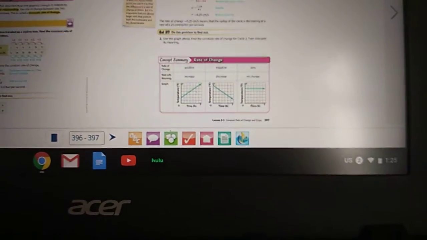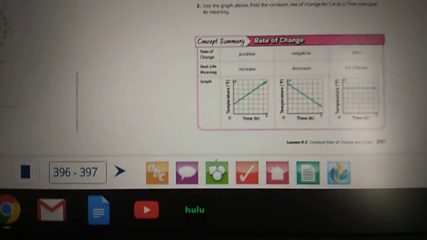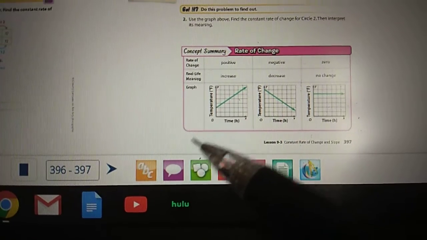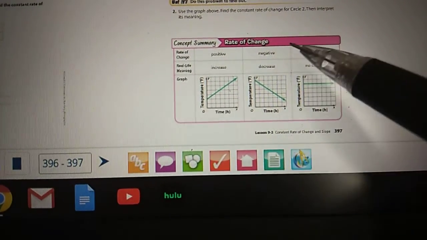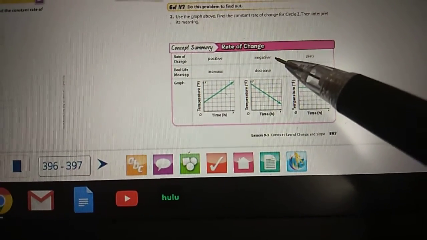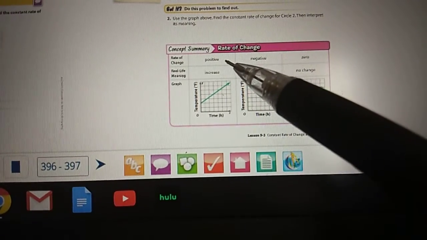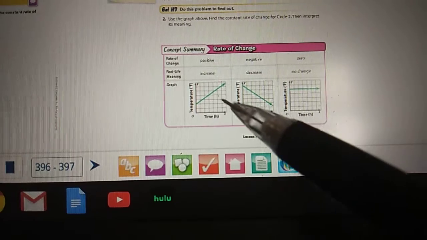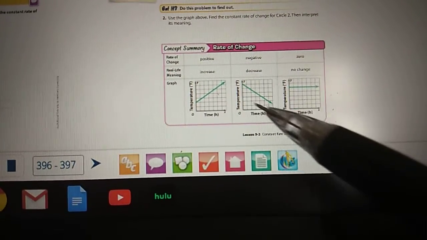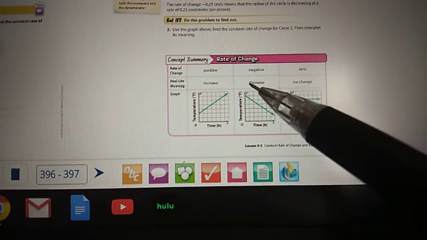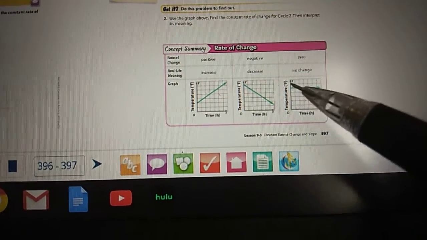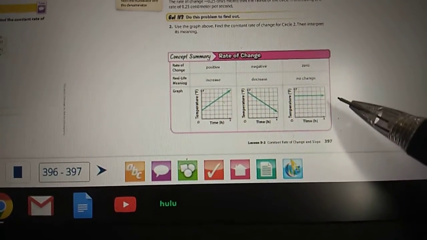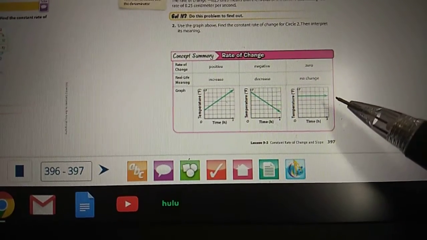On this page here, rates of change. When you use your pencil and follow it from left to right, if it goes up, that's an increasing slope. You will have a positive rate of change, or a positive number for your slope. If it goes down, it's decreasing. That's when you have a negative slope. If you have a flat line horizontally, there's no change in the slope. That's called a zero slope.